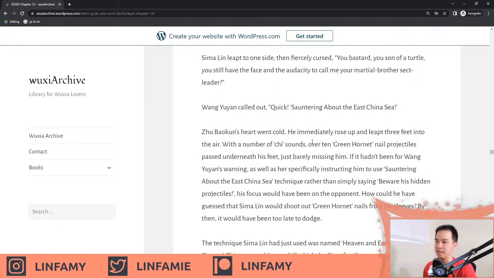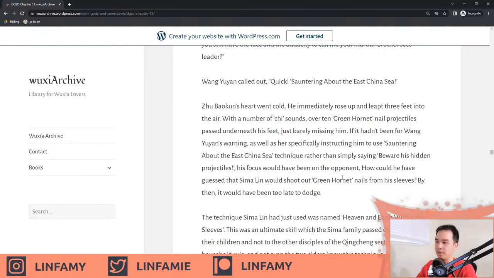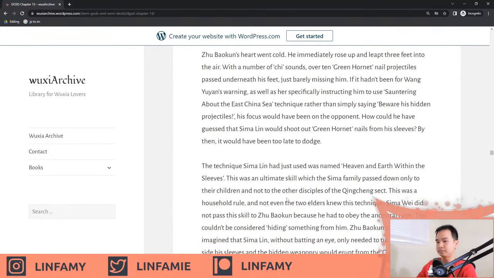With a number of chi sounds, over 10 green hornet nail projectiles passed underneath his feet, just barely missing him. If it hadn't been for Wang Yuyan's warning, as well as her specifically instructing him to use sauntering about the East China Sea technique, rather than simply saying beware his hidden projectiles, his focus would have been on the opponent. How could he have guessed that Sima Lin would shoot out green hornet nails from his sleeves? By then, it would have been too late to dodge.